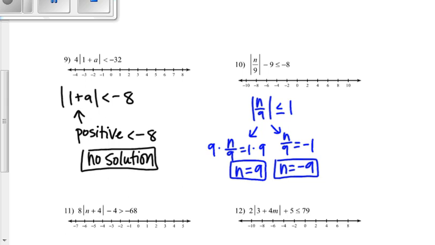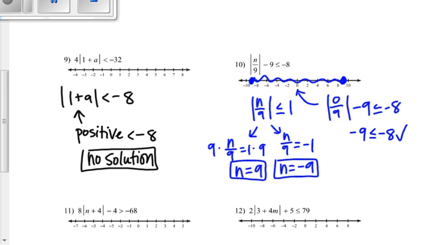At these two values on our number line, we are going to have closed points. And notice I'm going to have to make my own points. That's okay. And then we're going to test a value. I'm going to pick 0 as usual, plugging it into the original inequality. Okay, so the absolute value of 0 over 9 would just be 0. So this simplifies to -8 is less than or equal to -9 is less than or equal to -8, which is a true statement. So I'm going to shade in between those 2 points.